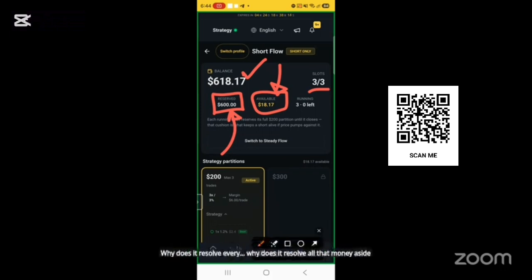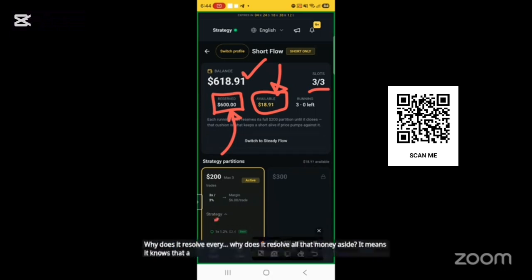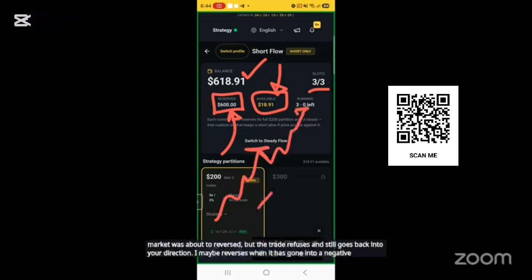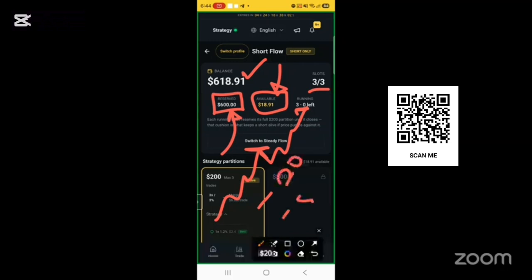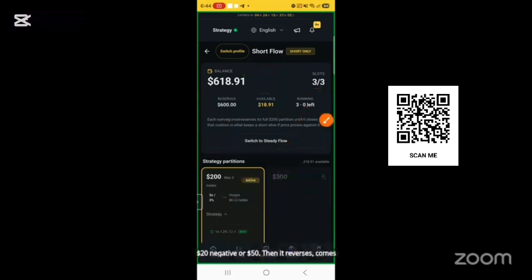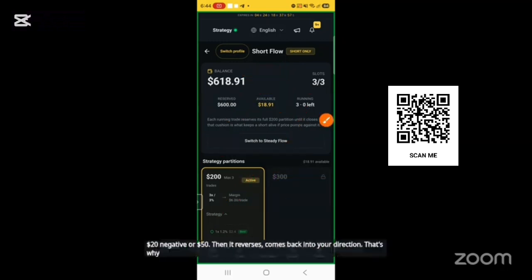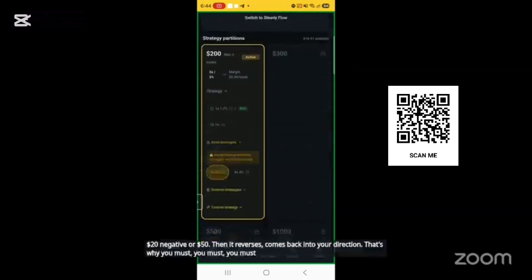It means it knows that a scenario can happen. It enters for you at this point when the market was about to reverse, but the trade refuses and still goes back into your direction. Maybe it reverses when it has gone into a negative of maybe $20, negative of $50. Then it reverses, comes back into your direction. That's why you must select a partition, a strategy under here.